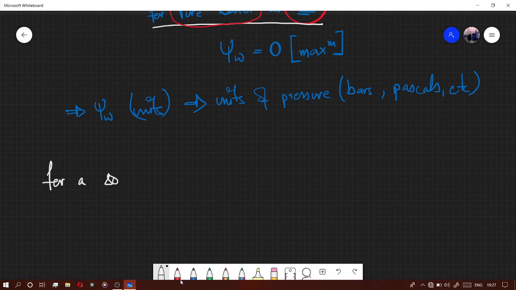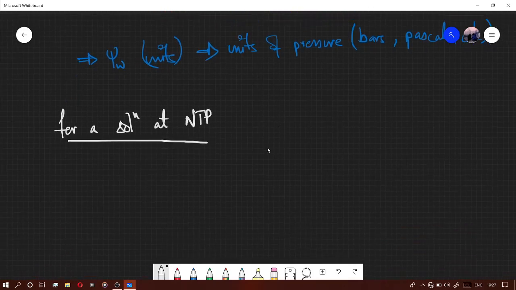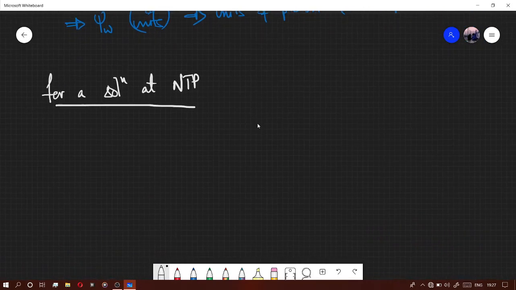For a solution at NTP. I just said that psi W of pure water is 0. But what about psi W of a solution at NTP? You might ask. So psi W of a solution at NTP is nothing but psi W becomes equal to psi S, that is the solute potential, right?